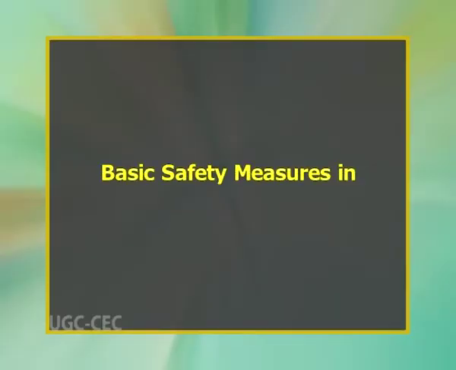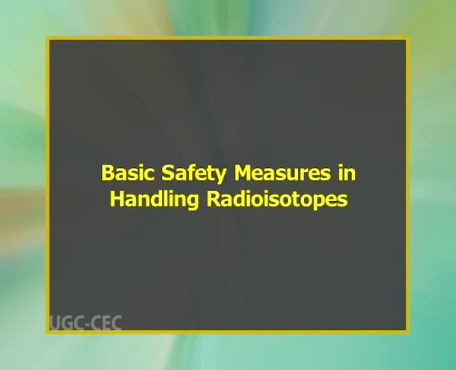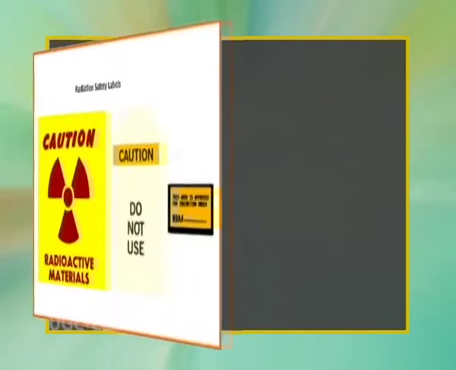Number 3. Shielding. In many situations, it is necessary to work with or in close proximity to nuclear materials and or radiation devices. In such cases, shielding is used to stop or attenuate, reduce the level of the radiation. Some of the basic safety measures in handling radioisotopes are: Number 1.